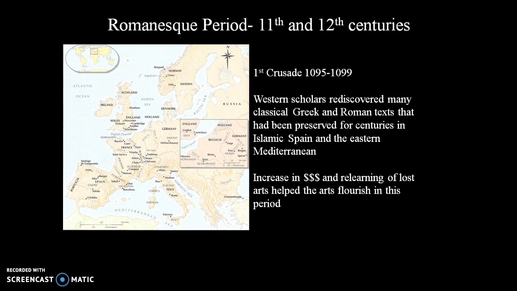Western scholars rediscovered many classical Greek and Roman texts that had been preserved for centuries in Islamic Spain and the Eastern Mediterranean, but the rest of Europe hadn't really had access to them. The increase in financial resources and the relearning of lost arts helps the art flourish during this period. This is the period when the first universities were established.